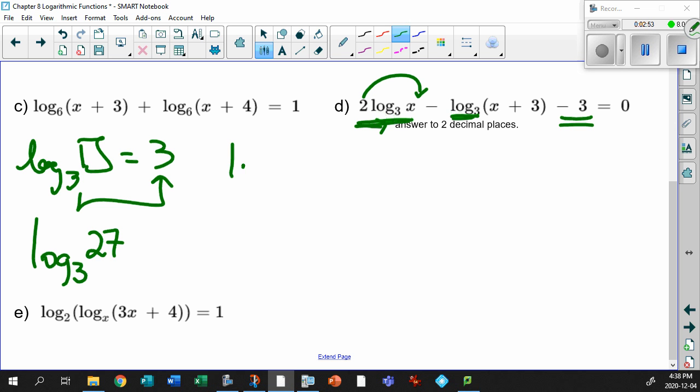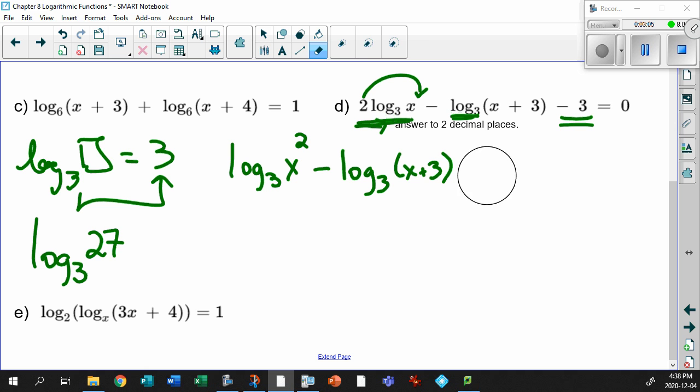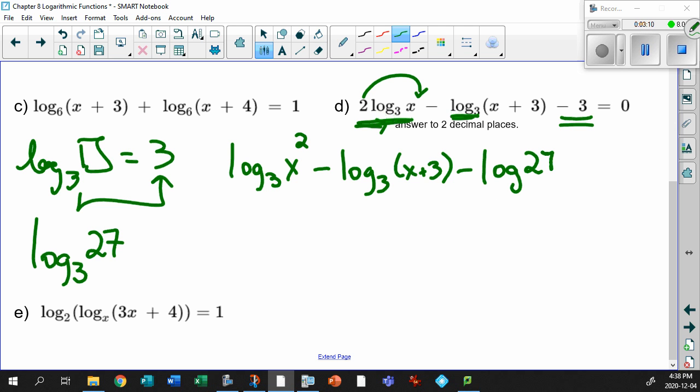So I'm going to start writing these out. Log base 3 of x to the power 2 minus log base 3 of x plus 3 minus log base 3 of 27, don't forget. That all equals 0. How absolutely pretty. Now, what I want to do here, though, is I'd like to leave this guy over on this side because I want x's together. I want numbers on the other side. So let's do that right away.